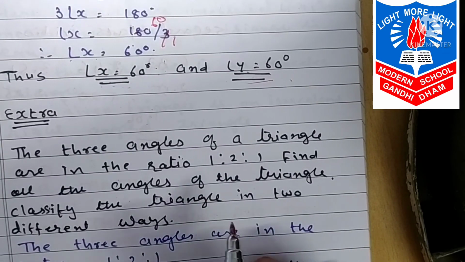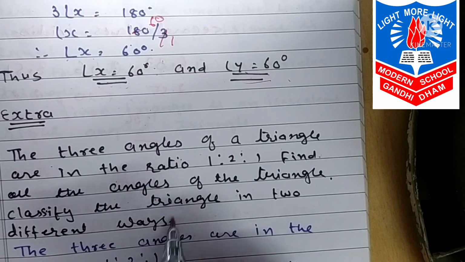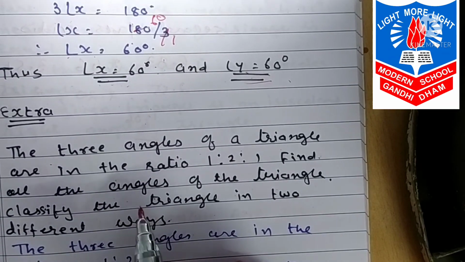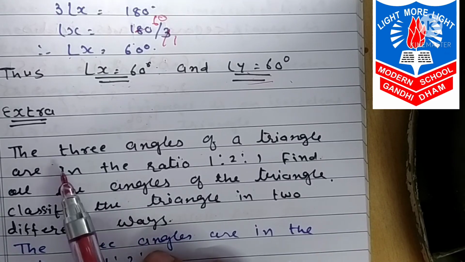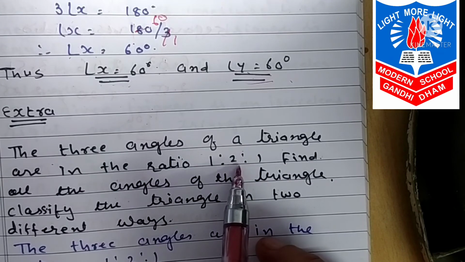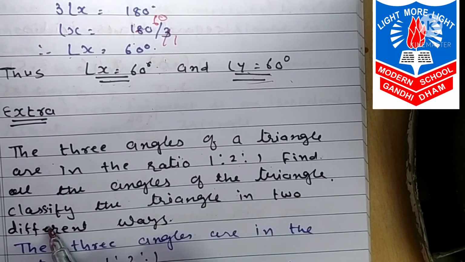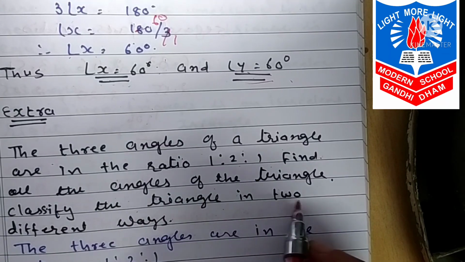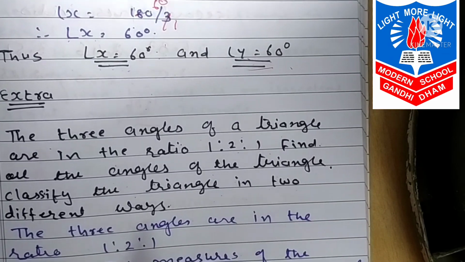Here is one extra sum on the three angles of the triangle. It is an extra sum and I feel it is important. There are quite a lot of sums of this type. So we solve it here. The three angles of a triangle are in the ratio 1, 2, 1. Find all the angles of the triangle and classify the triangle in two different ways.